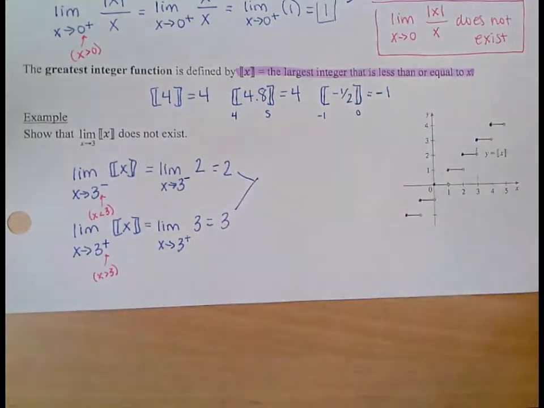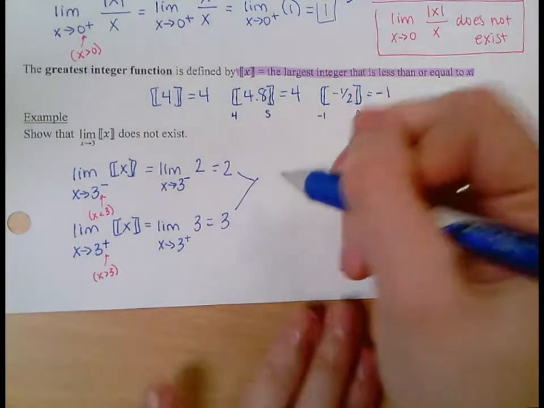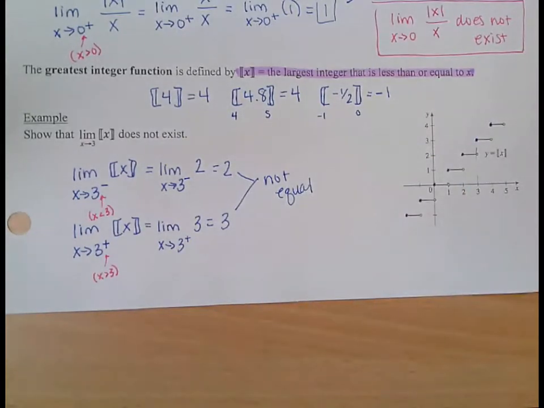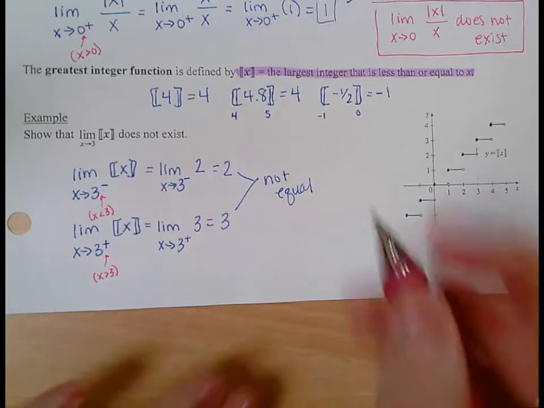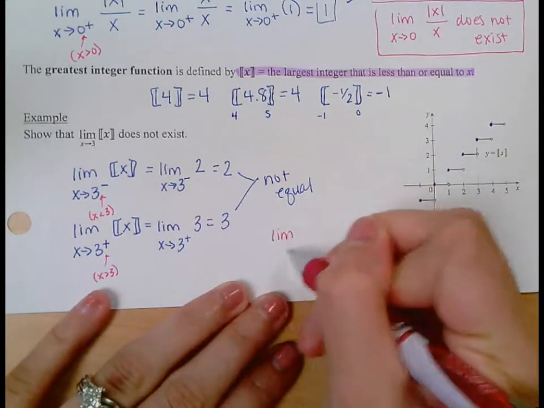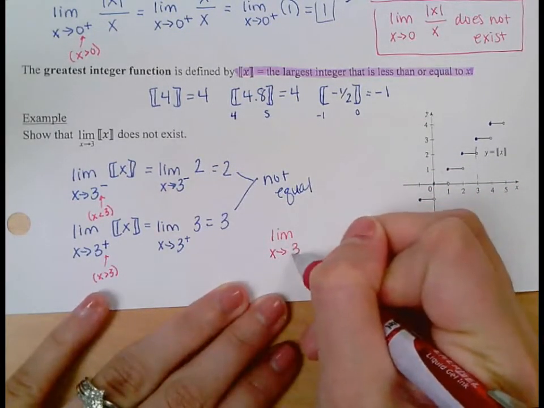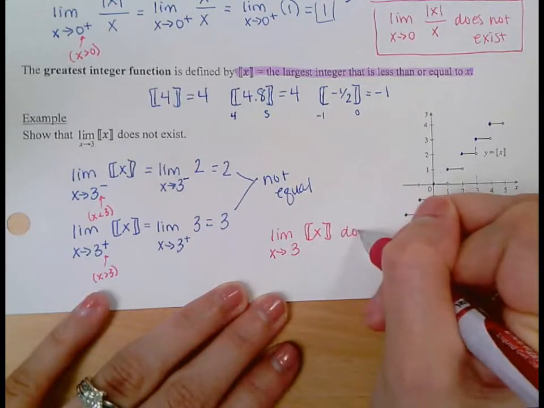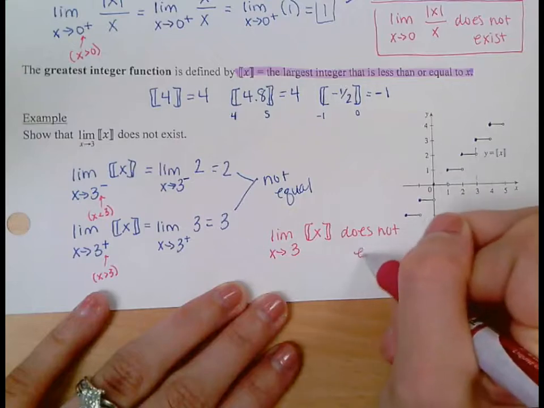Like we said for the example above, since these are not equal, this limit as x approaches 3 doesn't exist. So I can therefore say the limit as x approaches 3 of the greatest integer function does not exist.